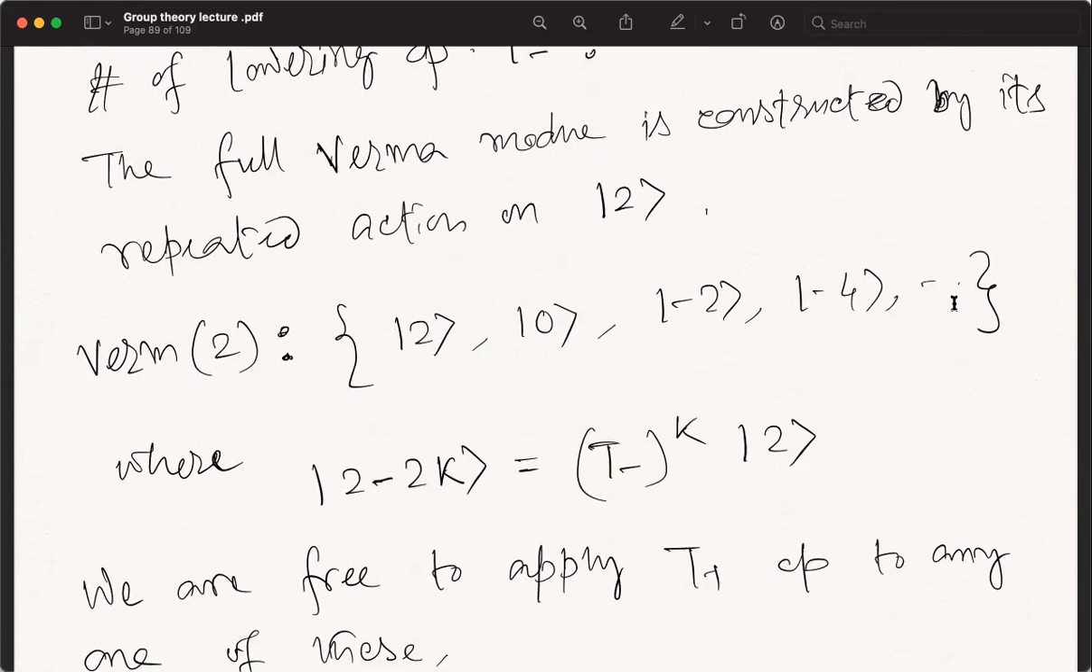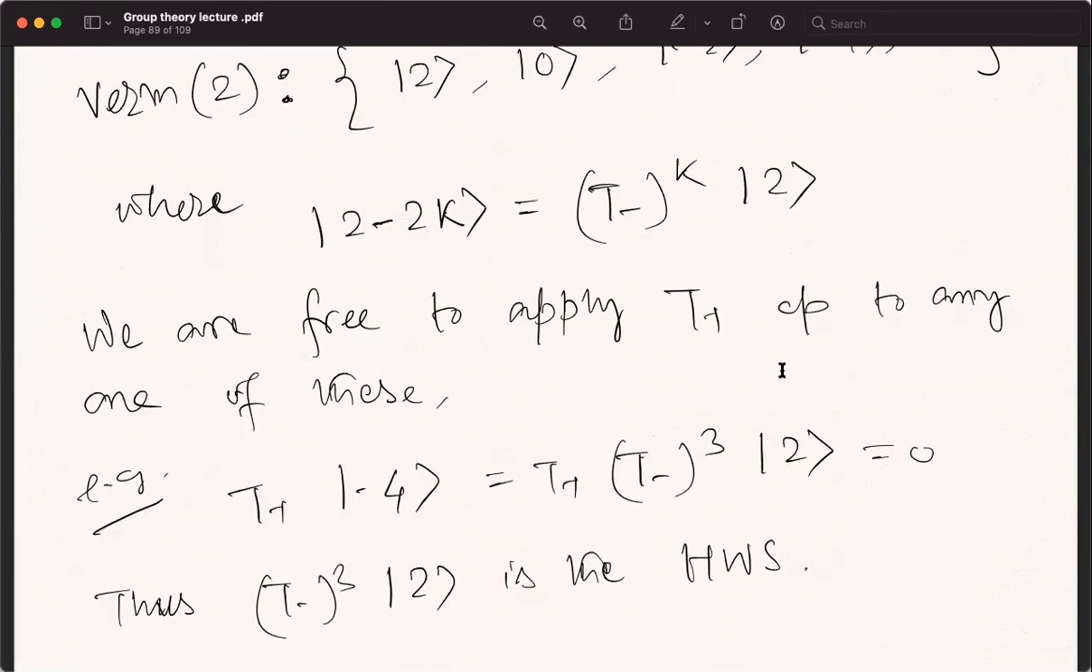Now the question is, will an infinite number of elements be there or what? If you do this task and follow the action of these raising and lowering operators, then you see the state 2 minus 2k is related to T minus to the power k acting on 2. That means if T minus repeatedly acts on the state 2 for k times, then you get this state. Then we are free to apply the T plus operator to any one of those states, right? So T plus acting on minus 4 is basically T plus acting on T minus cubed 2. If you use this formula, you can see this thing.